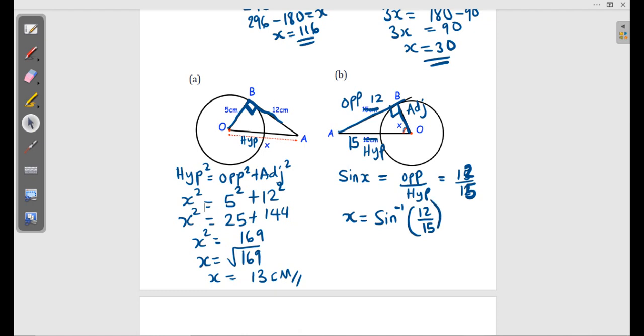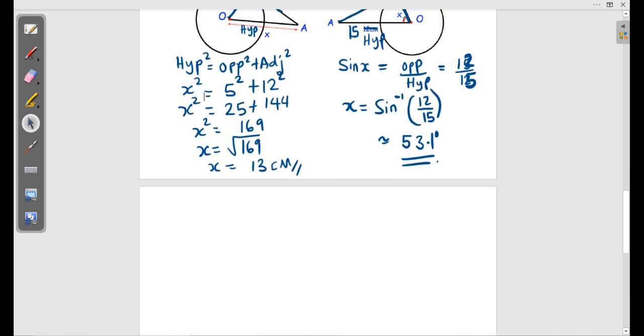And what will be the result of arc sine of 12 over 15, which must be corrected to 3 significant figures? So let's check that very quickly. Arc sine of 12 over 15, and that gives us 53.1 degrees. And that is how it works. I hope it is clear, and I hope you have a better understanding of this.